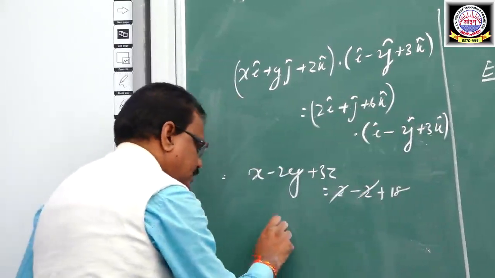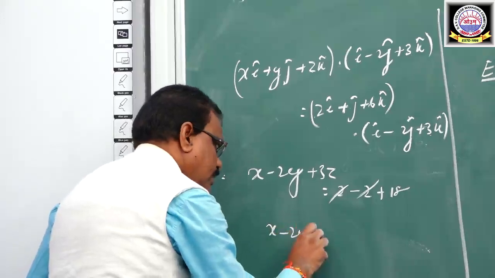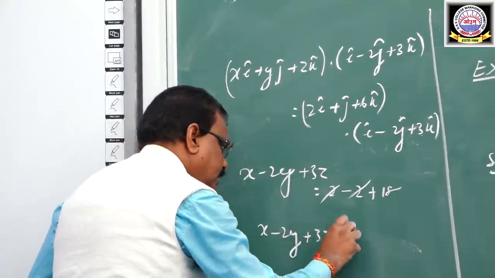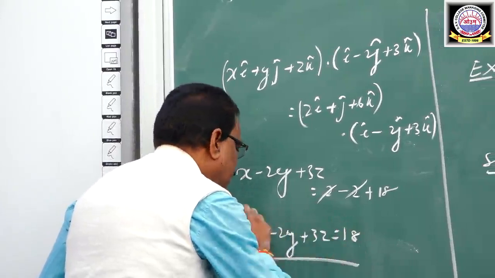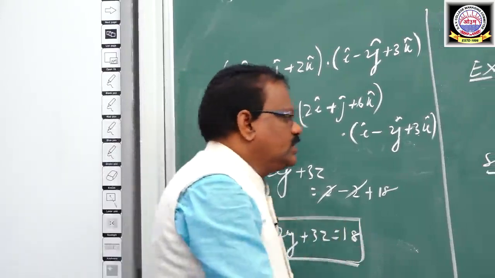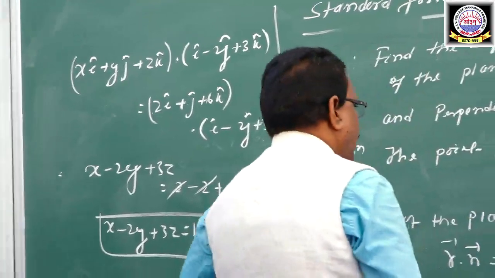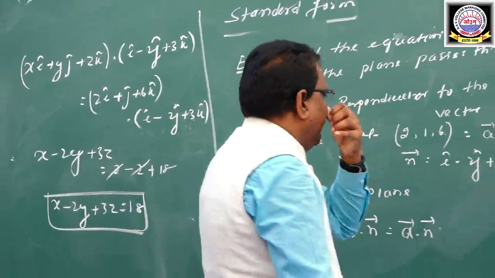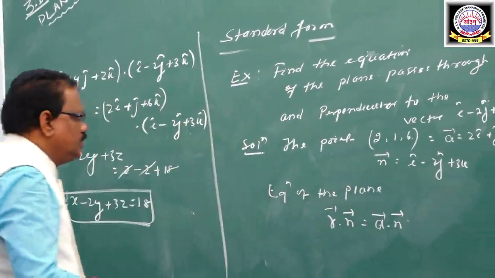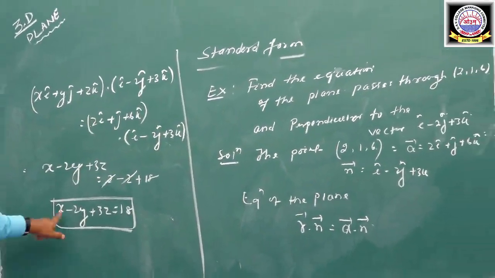So x minus 2y plus 3z is equal to 18. This is the equation of the plane that passes through (2, 1, 6) and is perpendicular to the vector i minus 2j plus 3k.